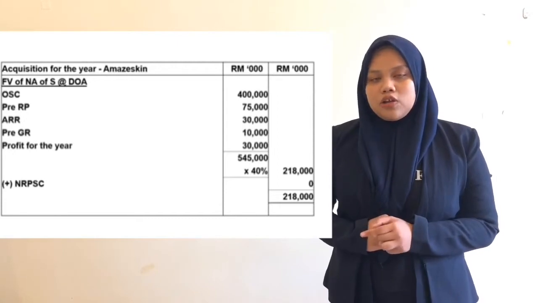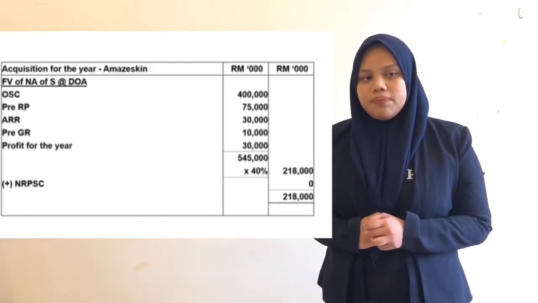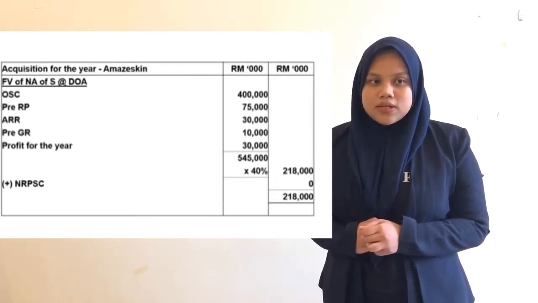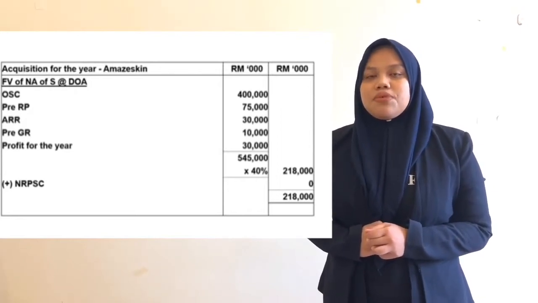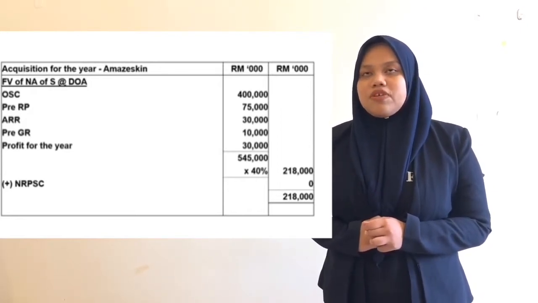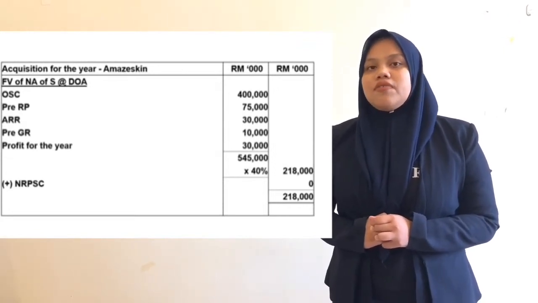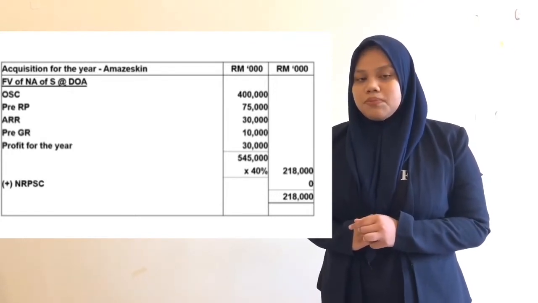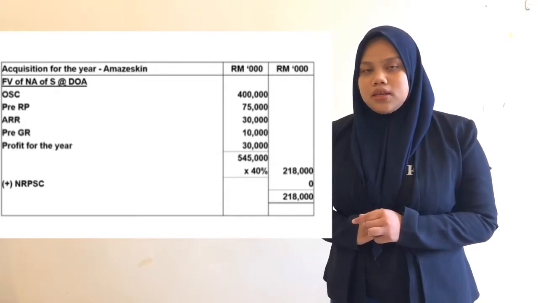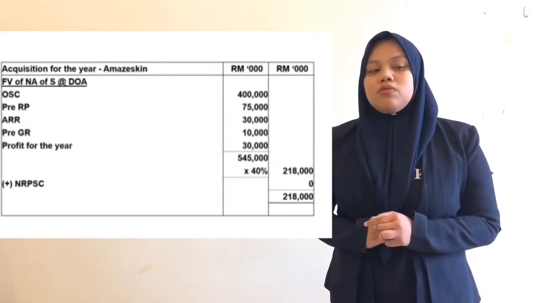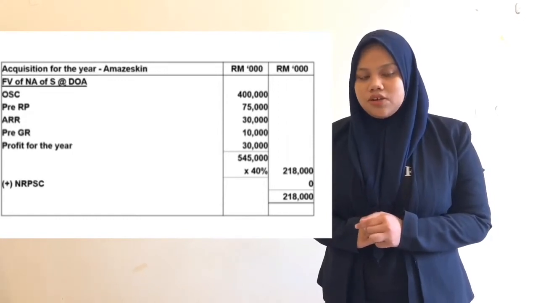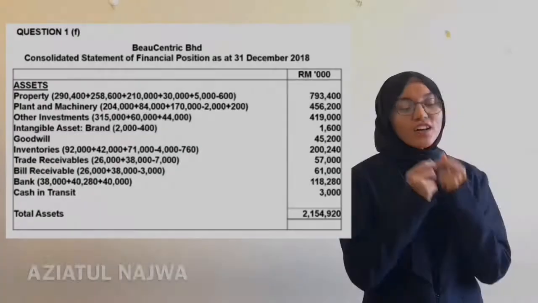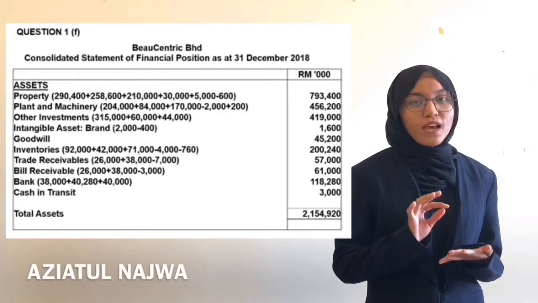For Amazing Skin, fair value of net assets of subsidiary at DOA comprise OSC 400 million plus pre-acquisition retained profit 75 million plus ARR 30 million plus pre-acquisition general reserve 10 million and plus profit for the year 30 million, and the total we get is 545 million. Then we times it by the NCI proportion, which is 40%, and we get 218 million. Then we plus non-redeemable preference share capital, which is 0, and the total for acquisition of Amazing Skin is 218 million. Okay, for the last but not least, question 1F, SOFP.